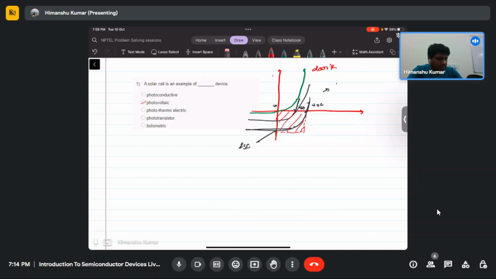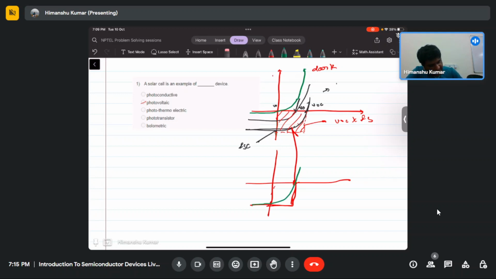Ideally you want VOC multiplied by ISC. That is possible only if your characteristics are like this: after the threshold voltage, the characteristics are just vertical. If these were rectangular, then you could get the ideal form factor. But they are not rectangular. What is practically observed is this kind of trend.